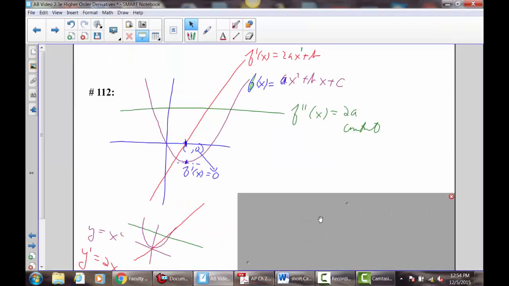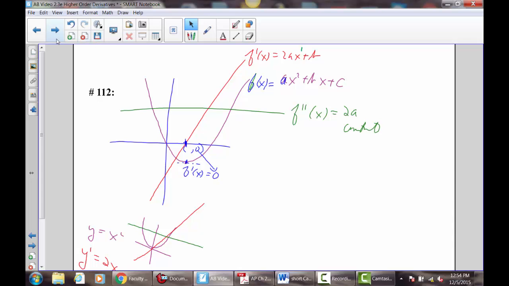So your f of x is going to be your quadratic, your f prime of x is going to be your linear, and your second derivative is just going to be a constant.